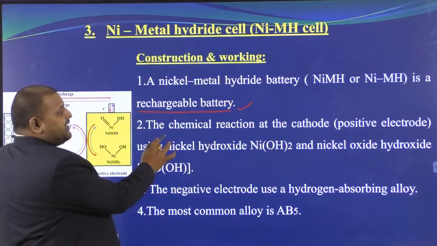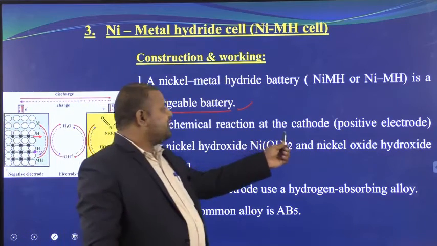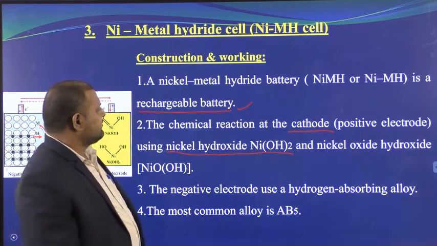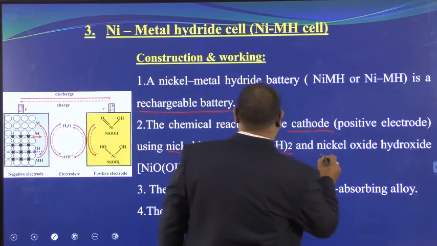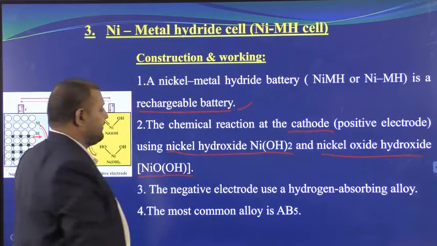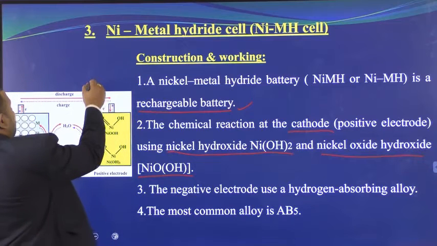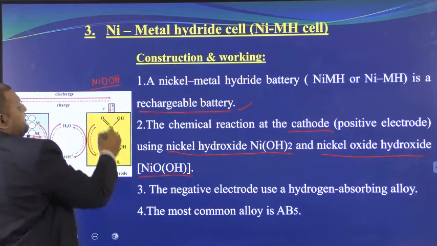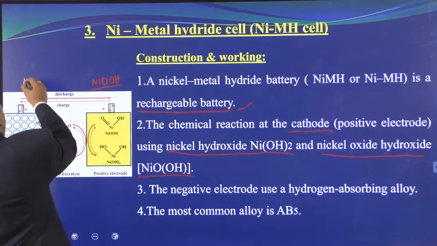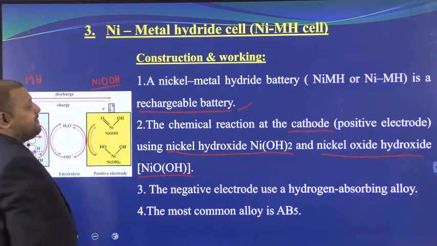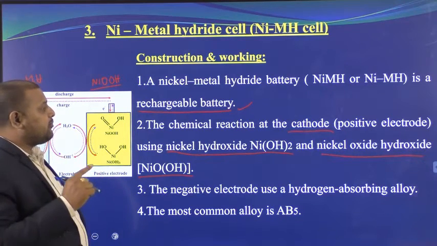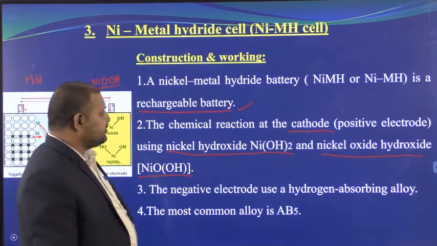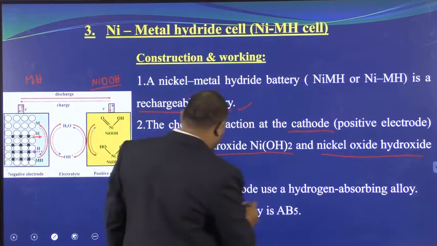Second point, the chemical reaction I told you as it is: the cathode will be nickel oxide hydroxide. Right? So this is nickel oxide hydroxide. This will be our cathode. Our anode will be here the metal hydride. Previously what was there? Cadmium was the cathode, right? Positive electrode, cadmium. Next, the negative electrode uses the hydrogen absorbing alloy.